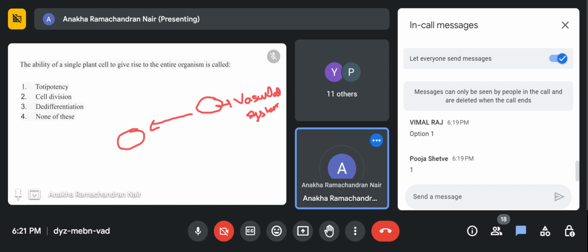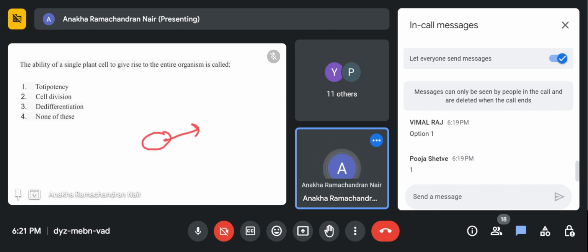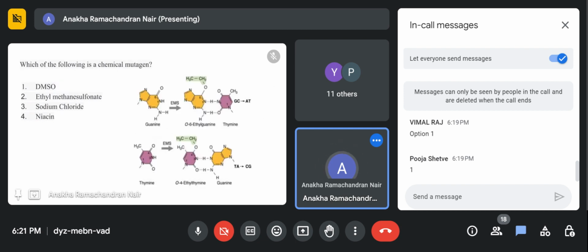Okay. So the correct answer is in fact totipotency and redifferentiation in this case, which is not in the given options, but redifferentiation will be when a callus is redifferentiated into a certain type of cell. Okay, it could be vascular tissue, it could be meristem, anything. Okay, so that is the correct answer. So let's move on to the next question.